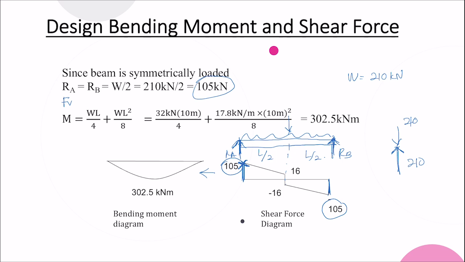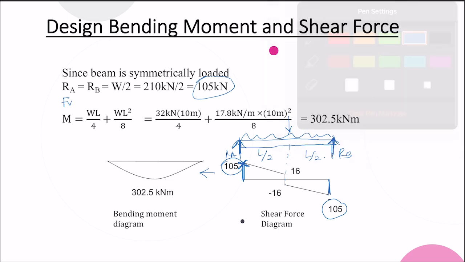Okay, next we need to find the maximum bending moment. In order to do so, M here equals WL over 4. So WL over 4 is referring to the point load formula to calculate the maximum bending moment, right? And WL over 8, which you usually see, is for UDL. Since we have both, we can just add them.